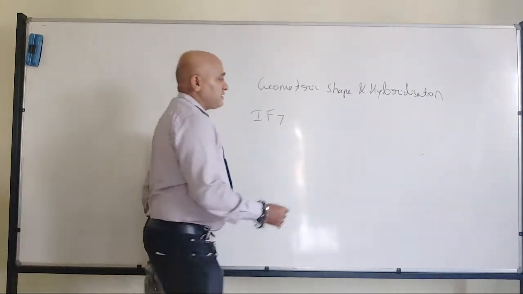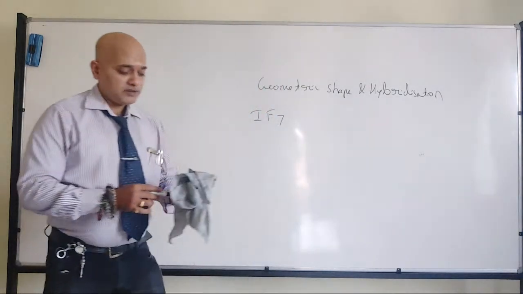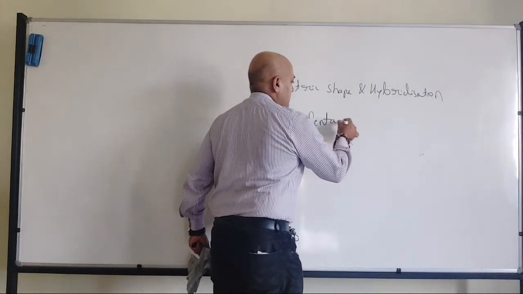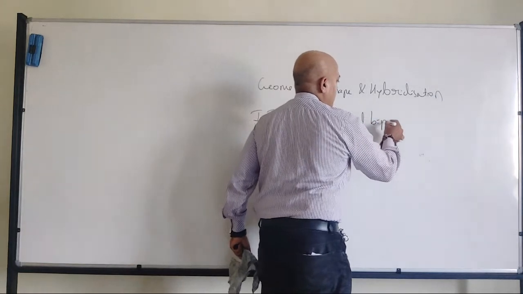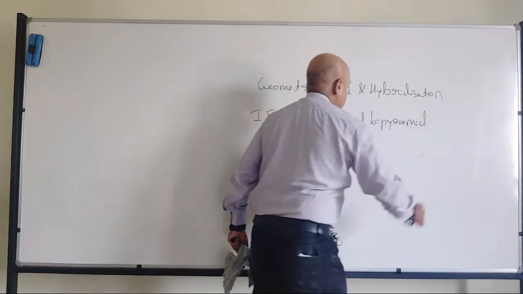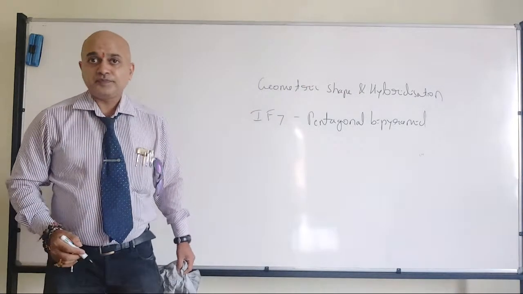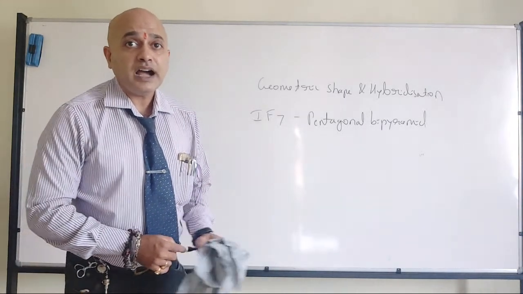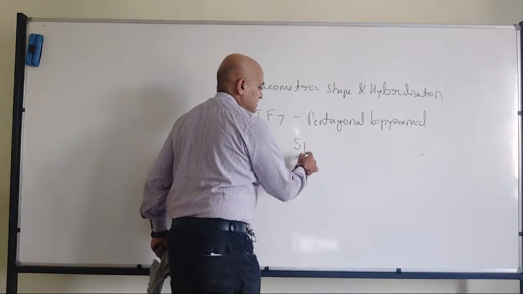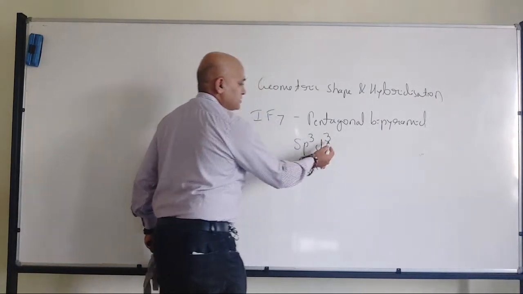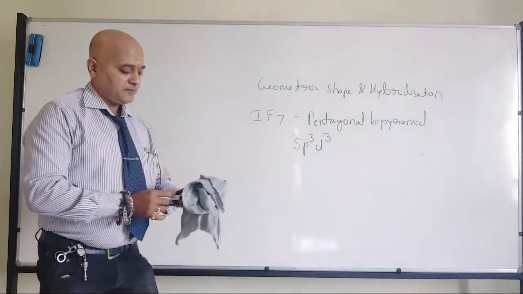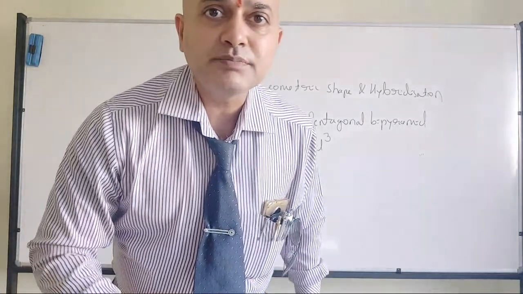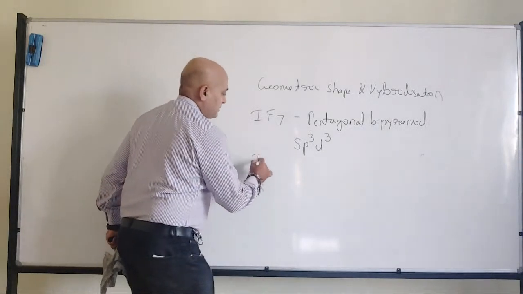Now when it comes to IF7, can any one of you tell me the geometric shape? It will be pentagonal bipyramid. Right? So what will be the hybridization? Total 7 covalent bonds, there is no leftover lone pair of electrons on iodine. So that's where we have sp3d3: 3 plus 3 is 6, another one 7. Yes, Sanjana, sp3d3 hybridization.